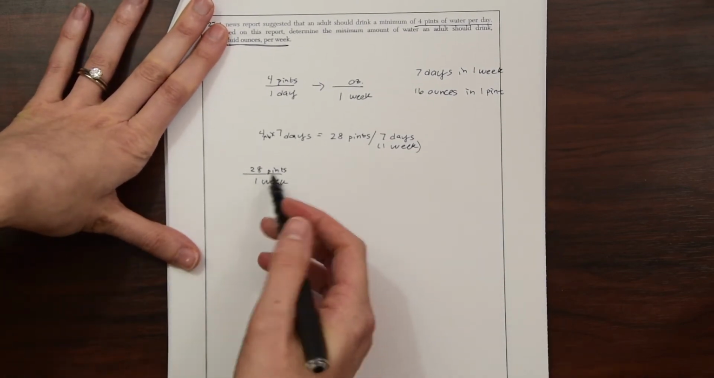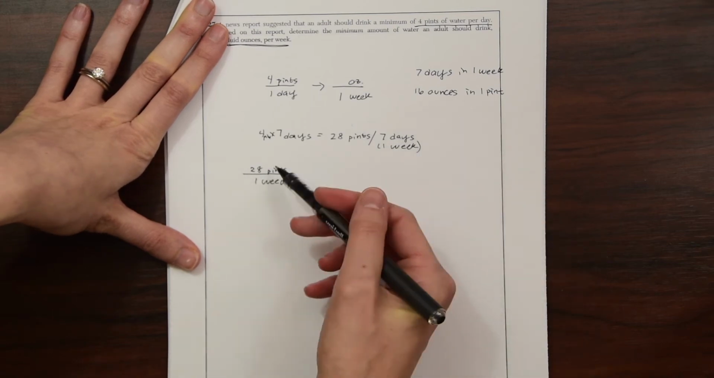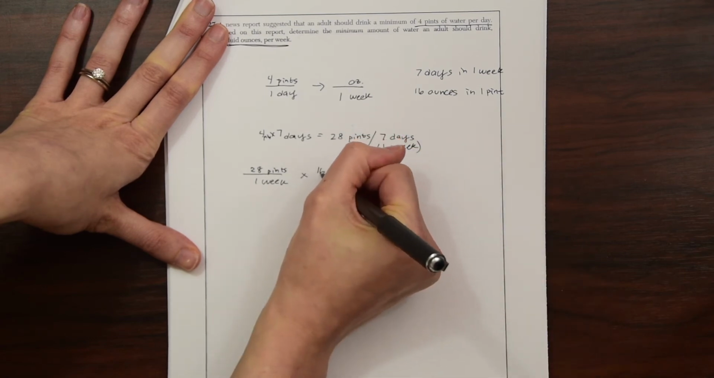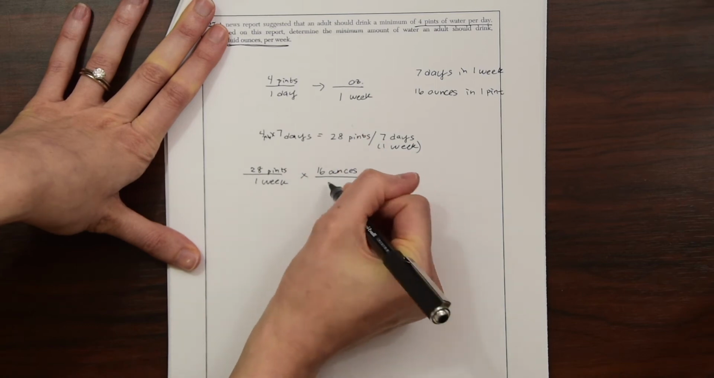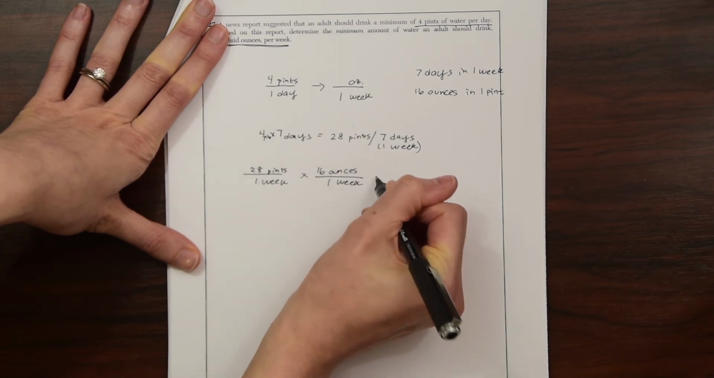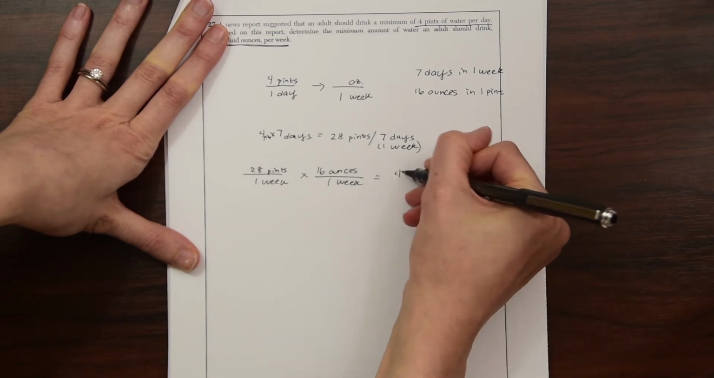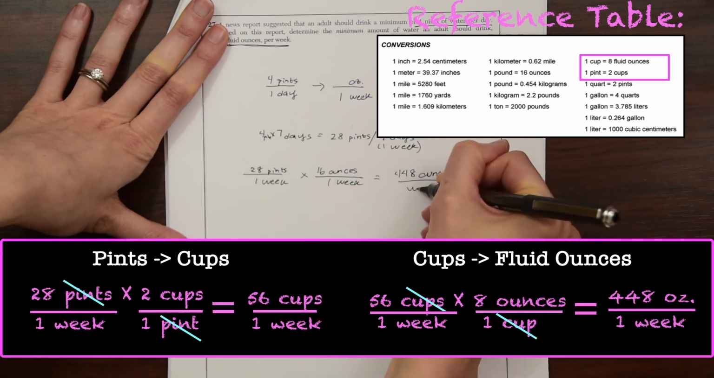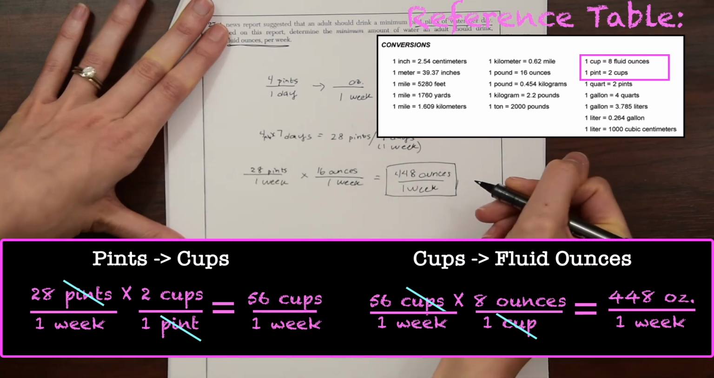But to find out how many ounces per week, we need to multiply 28 pints times 16 ounces. So we have 28 pints per 1 week. When we plug that into the calculator, we get 448 ounces per 1 week. And that's our answer.